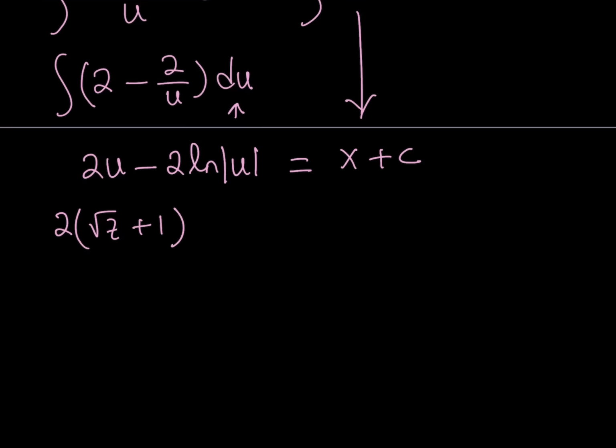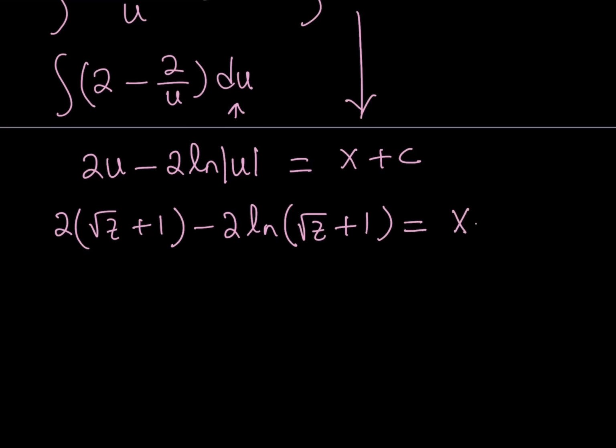So 2 times the square root of z plus 1 minus 2 ln. Now notice that square root of z, when z is greater than or equal to 0, is a real number or real quantity. And square root of z plus 1 is never going to be negative, so I don't really need the absolute value there. That's basically unnecessary.